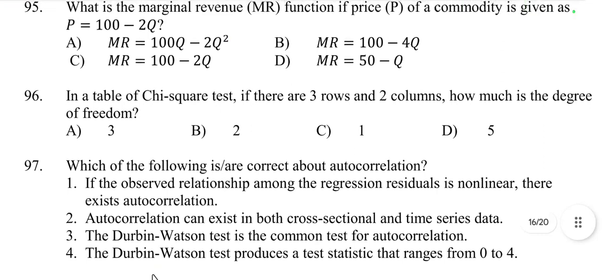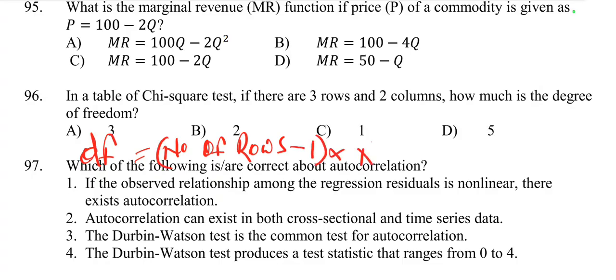Then come to question number 96. In a table of chi-square test, if there are 3 rows, 2 columns, how much is the degree of freedom? So we have to find out the value of degree of freedom, DF. Degree of freedom is equal to, the formula of degree of freedom is number of rows minus 1 into number of columns minus 1. So number of rows is equal to 3, number of columns is equal to 2.